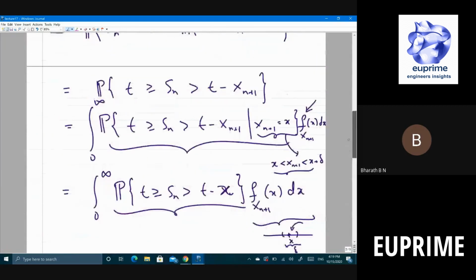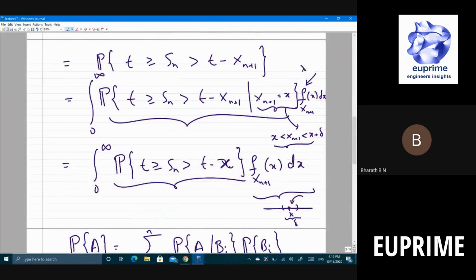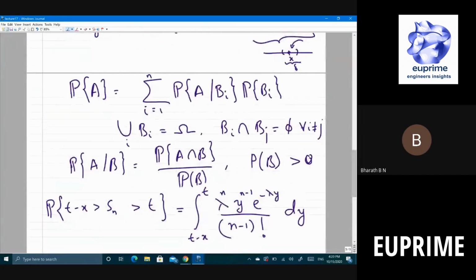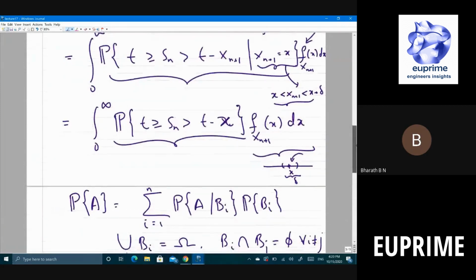What are the other things that we have? You have here e power minus lambda x dx, this is the exponential. Do you agree? I have e power minus lambda x with respect to x, and unfortunately x we have it here, from t minus x to t. Now what do you do? What do you think is the solution to this? What can happen to x? x can be between 0 and infinity, right?